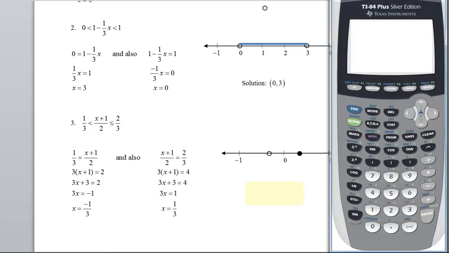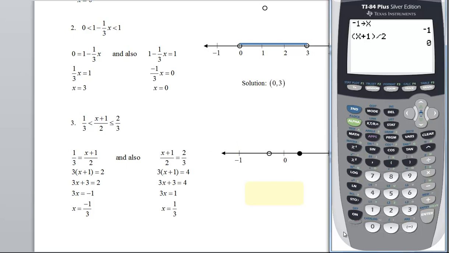So let me get my calculator. I'll put in negative 1. Again, x is in the middle, so let's see what happens. Parentheses, x plus 1, divide by 2. So 0. Is 1/3 less than 0? No. So I do not shade that section.